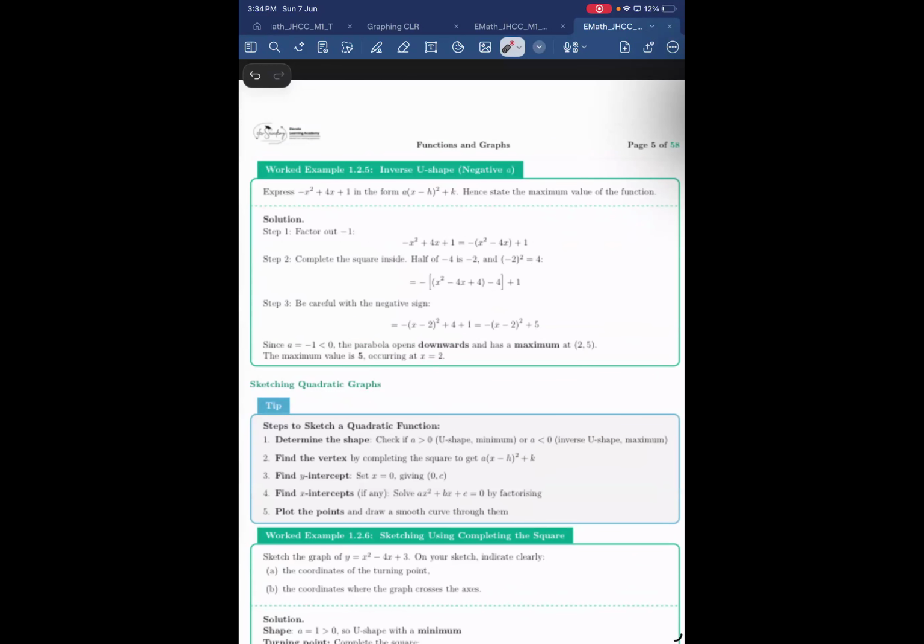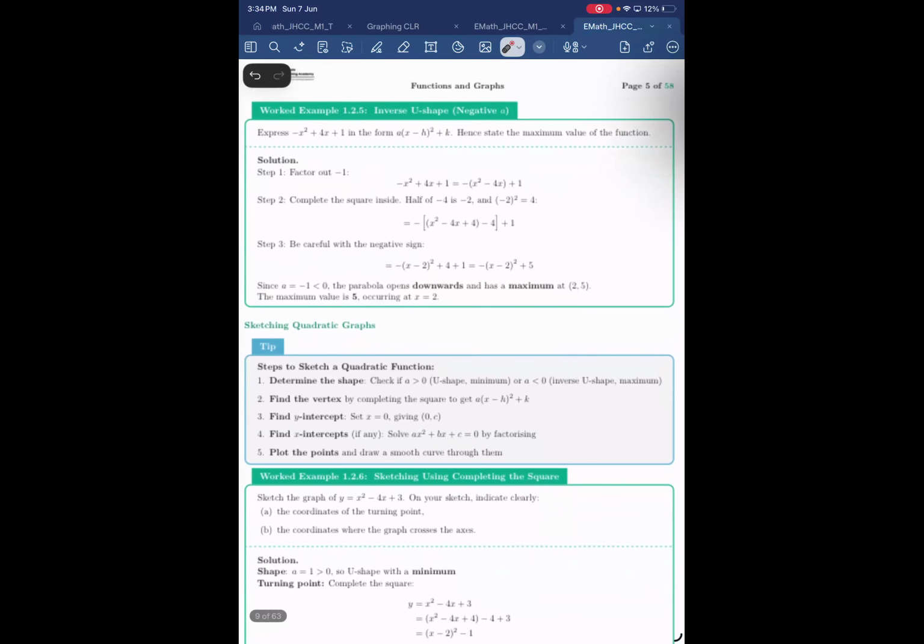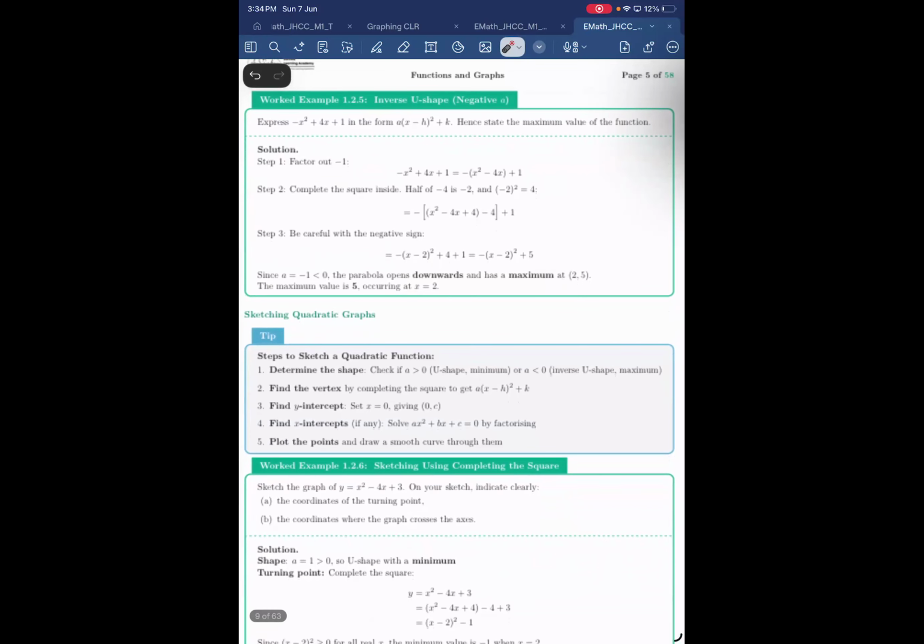To sketch a graph is actually not so difficult. Once you know the turning point, you're basically done with most of the work. So how to sketch a quadratic function? The first thing you should do, which is very easy to tell, is whether it's a U shape or inverse U. To tell that, look at the coefficient of x squared, more than 0 or less than 0. Then you complete the square to find the vertex.